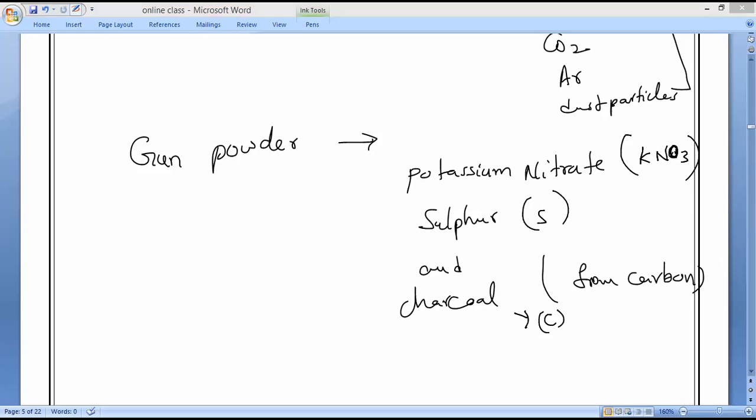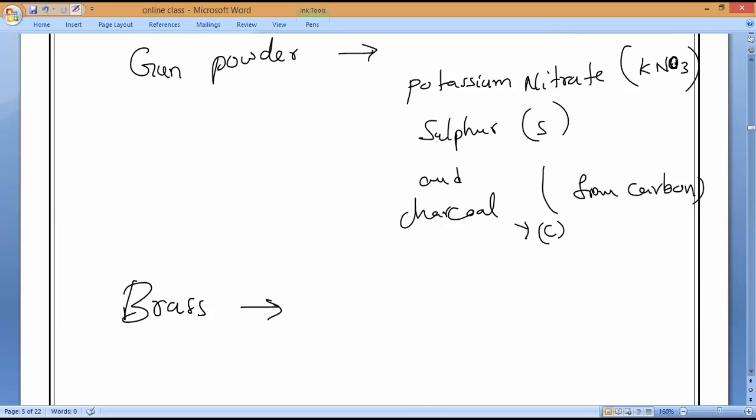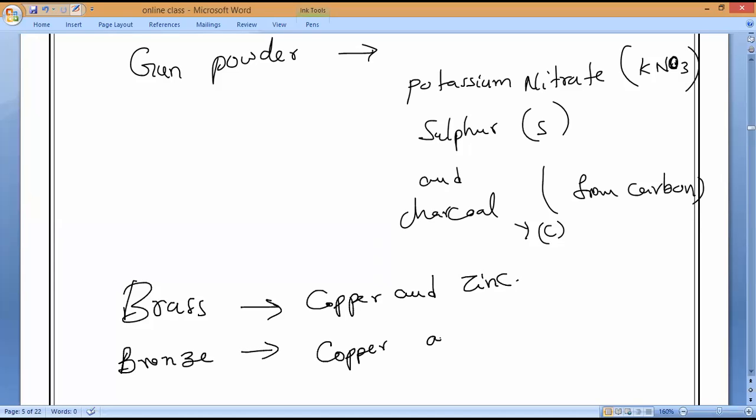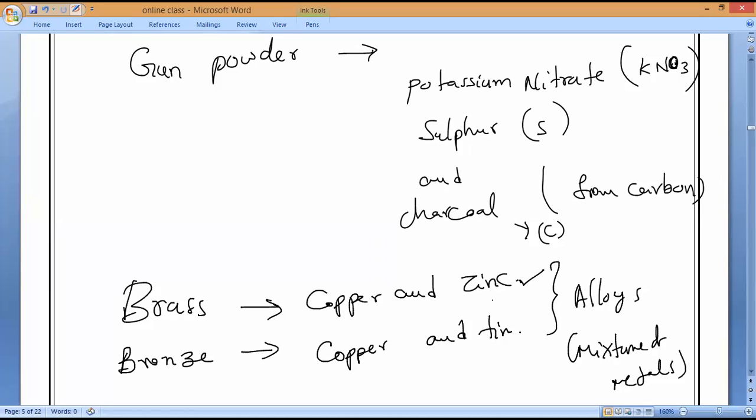Next, you can take brass. Brass is an alloy. It is a mixture of copper and zinc. Bronze is a combination of metals, copper and tin. Brass is made up of copper and zinc. Bronze is made up of copper and tin. These are called alloys, a mixture of metals. That is what you have to remember. Any doubt? Please respond. Are you clear, Omar?